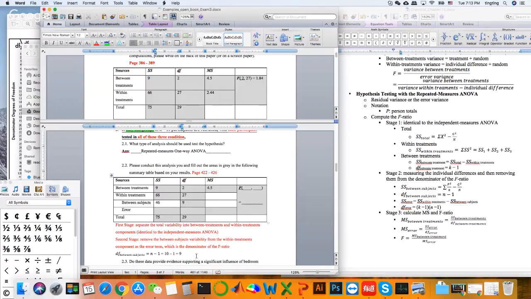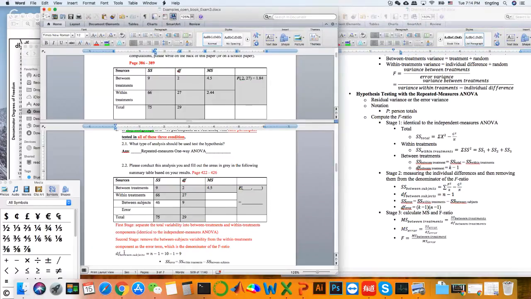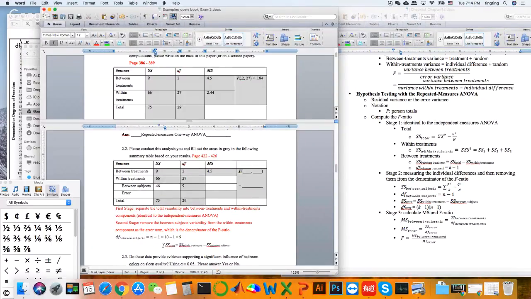And then error term, right? For the error term, you have this formula. The SS error equals to the SS within treatment minus the SS between subjects. So it just means this number minus this number. 66 minus 46 will be 20.